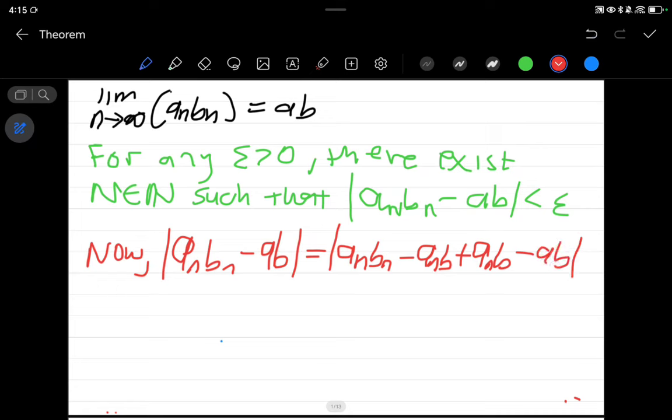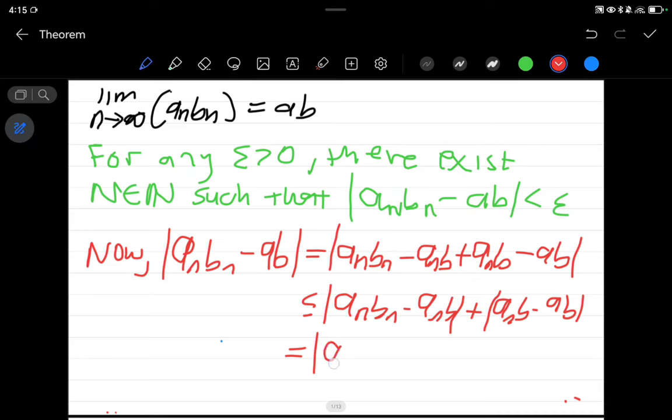And using the triangle inequality, we'll get that this is less than or equal to the absolute value of a_n b_n minus a_n b, plus the absolute value of a_n b minus ab, right? Which is equal to, I can factor out a_n this side. I'll have b_n minus b plus, yeah, I can factor out b. I can have a_n minus b.